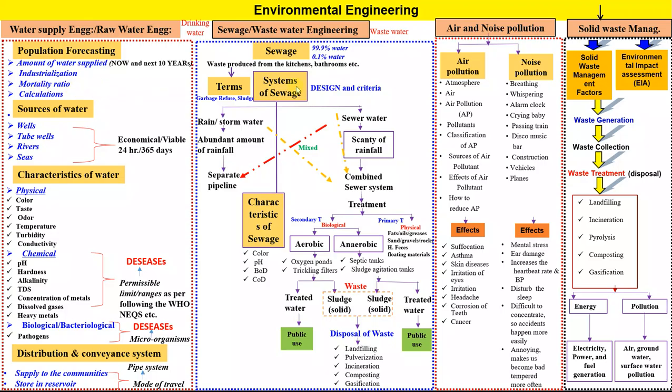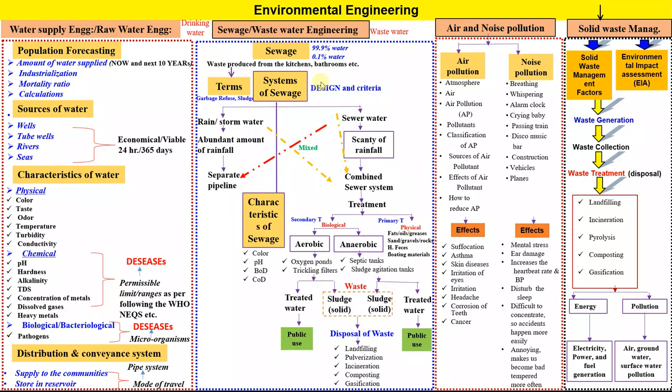After this first portion, we have the second portion, which is wastewater engineering or sewage. Sewage contains 99.9% water, and only 0.1% solids or impurities. It is waste produced from kitchens, bathrooms, or any cleaning activity. This is the definition of sewage.